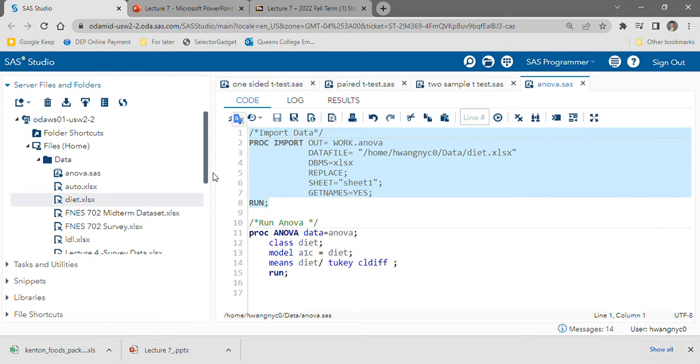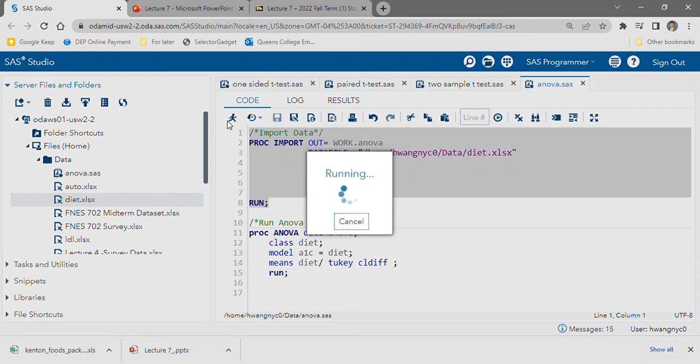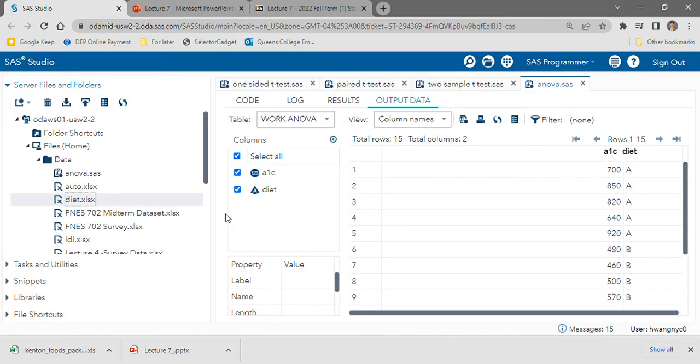And we're going to hit the running man. You'll see we have essentially two columns. We have our A1C column, which is the white blood count. I don't know why it's called A1C; it should be white blood count. And then we have diet A, diet B, and diet C. It's just a column name.